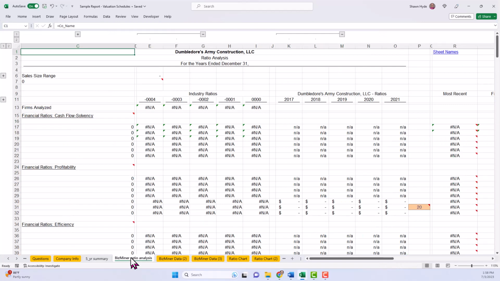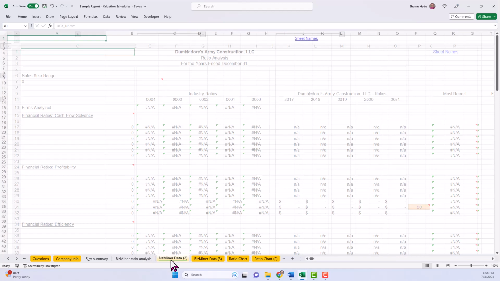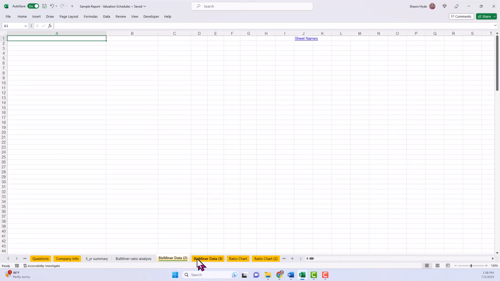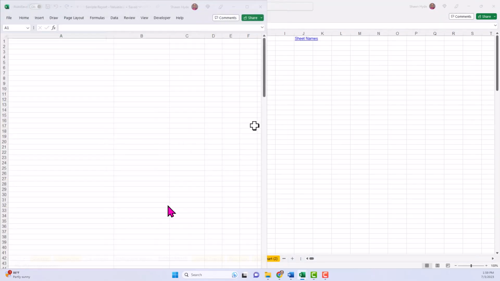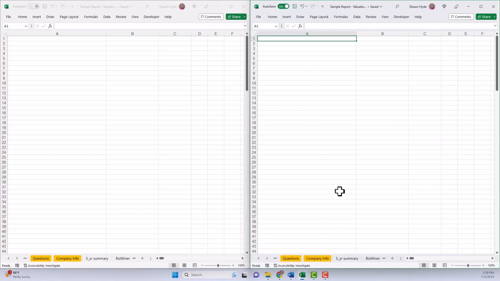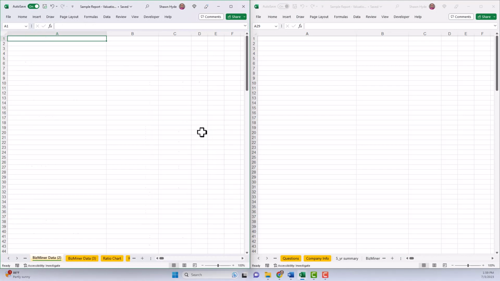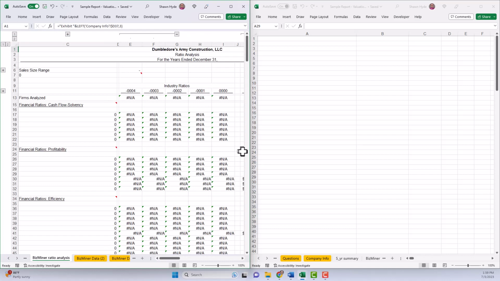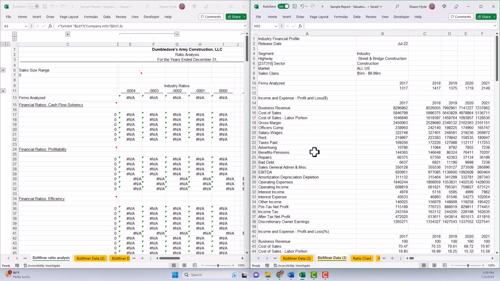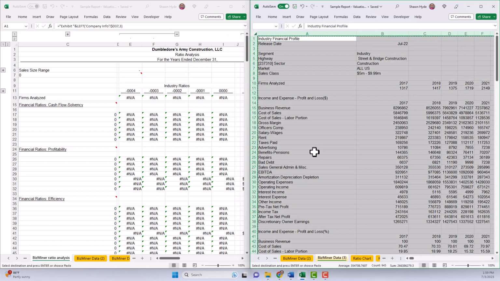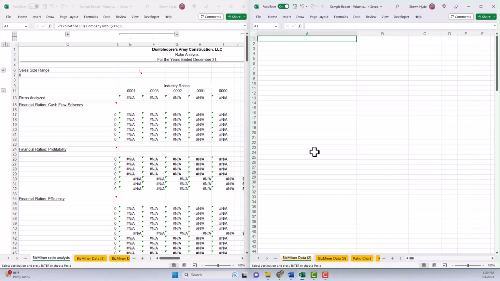Click on the BizMiner ratio analysis. Oh, we need to put the data in, right? So BizMiner data 2 is the sheet where it's supposed to be. Let me just show you this. I'm going to make a second sheet here. So this one, we're going to show that analysis, all that stuff there. And this one, 3, is where my data is saved.